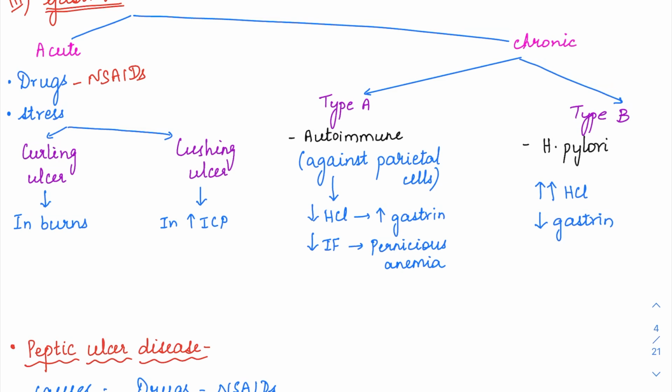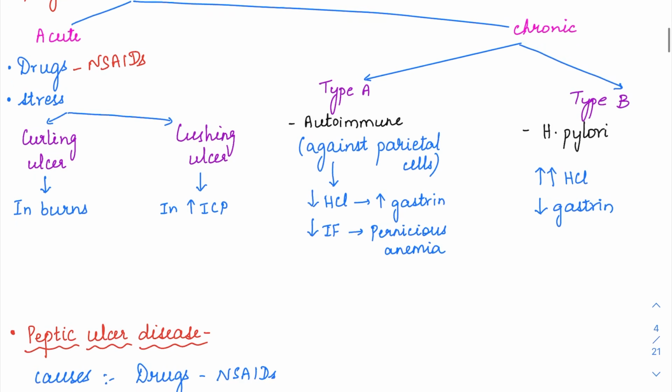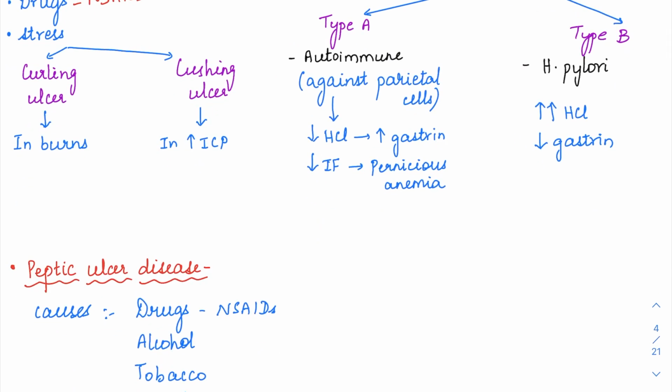In stress, we have two special conditions called Curling's ulcer and Cushing's ulcer. In burns patients, these patients specifically develop Curling's ulcer, which is superficial in location and mostly in a duodenal location. In burns patients, these superficial duodenal ulcers are called Curling's ulcer.